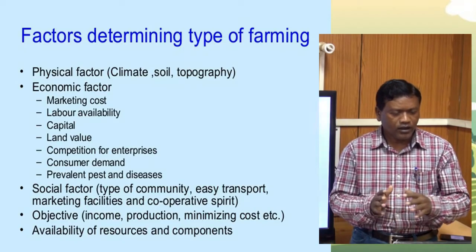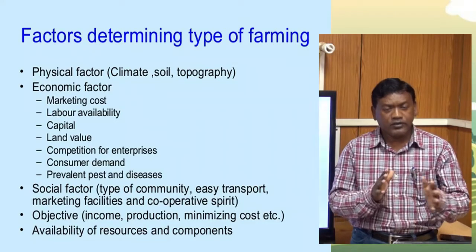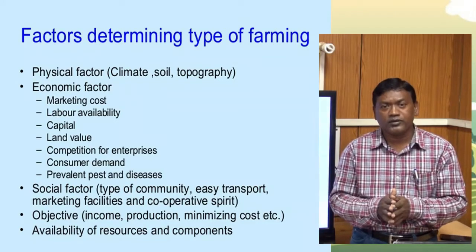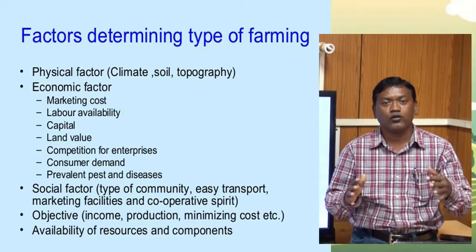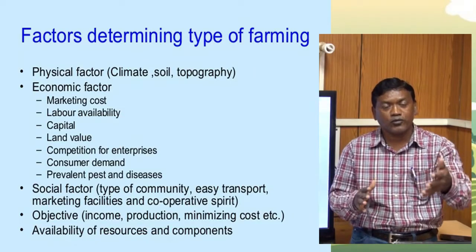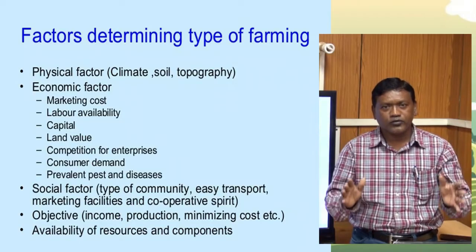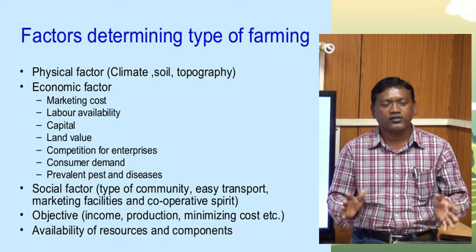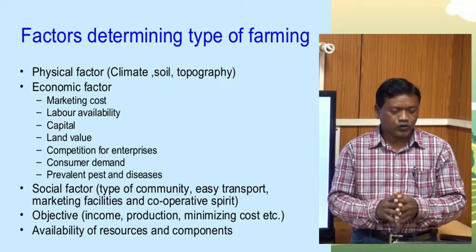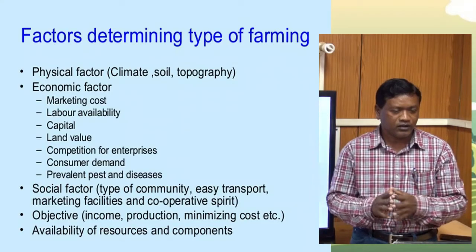Next is consumer demand. The farming system is based on consumer demand. If the consumer demand is more, then you can grow more crops. You can grow those types of crops which are in more demand. So crop growing depends on the demand for the commodities, and it is very important for determining the farming system.